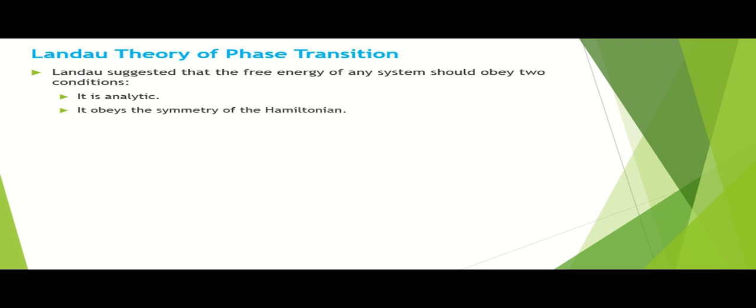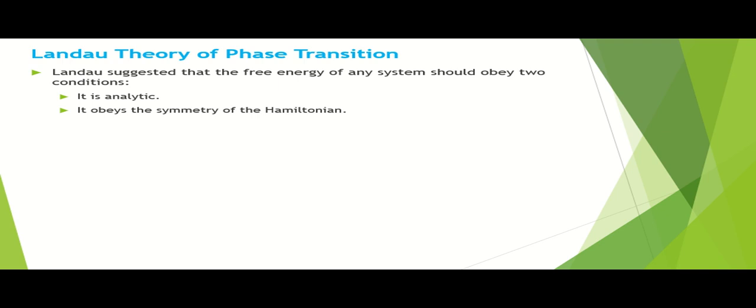And it has to obey the symmetry of the Hamiltonian. The Hamiltonian you might have studied in classical mechanics and quantum mechanics. So it basically has the energy and the interaction energies in that Hamiltonian. So that Hamiltonian has to be symmetric.